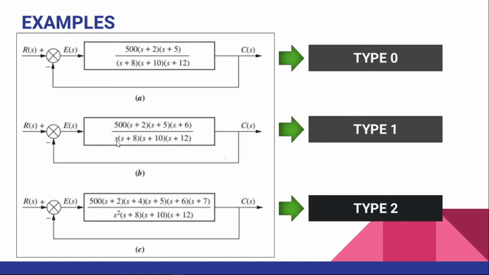So in this system, we have an s here with an imaginary exponent 1. Therefore, the system is going to be called a type 1 system. So lastly, the system has an s squared in the denominator. Therefore, we can call this a type 2 system.